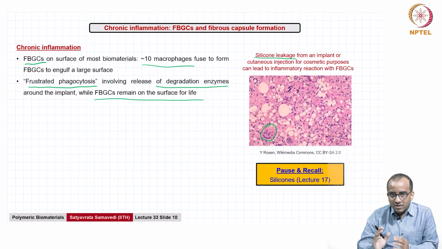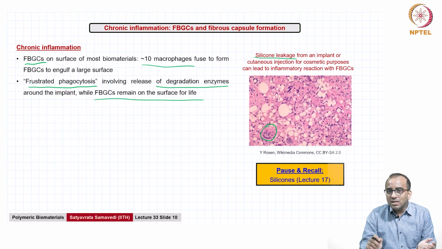Now, silicone is something that we have seen in some detail, particularly structure property relations, when we looked at synthetic biomaterial polymers as part of lecture 17. So now would be a good time to recall some of those things and connect it to host response. So there we would have seen structure property function relationships. We are seeing the performance of those and the potential issues that can occur with those in this lecture from a host perspective.